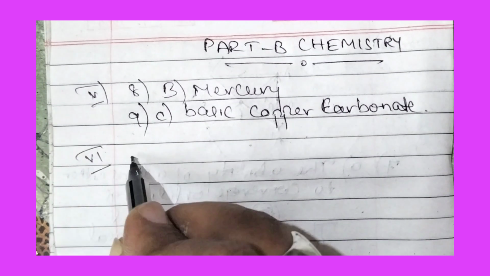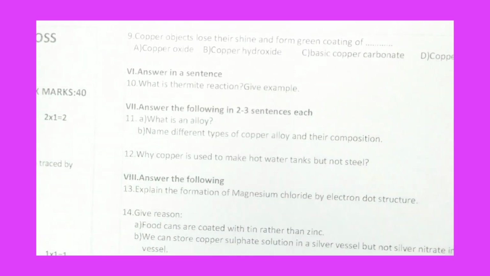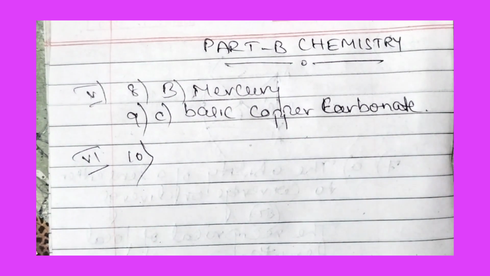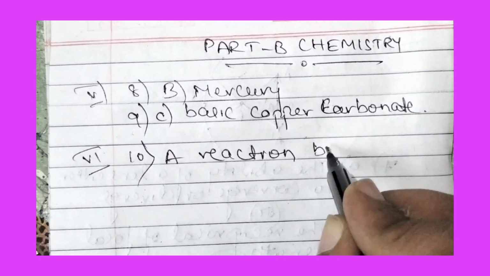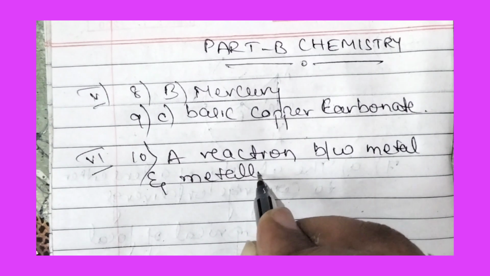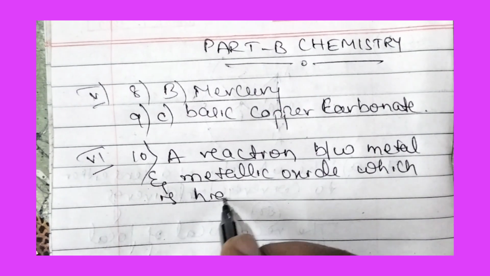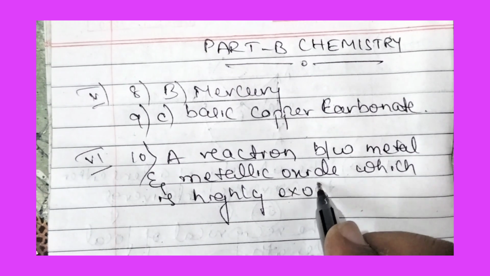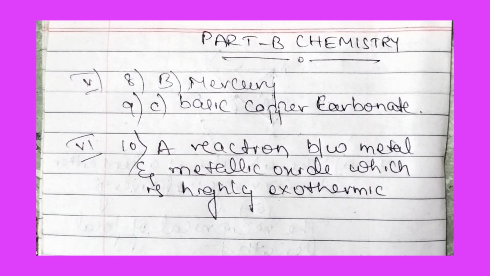Now let us move to question number 10. In question number 10 they have given, what is thermite reaction? Give example. So what is thermite reaction? A reaction between metal and metallic oxide, which is highly exothermic, is called thermite reaction. So let us take examples for thermite reaction.